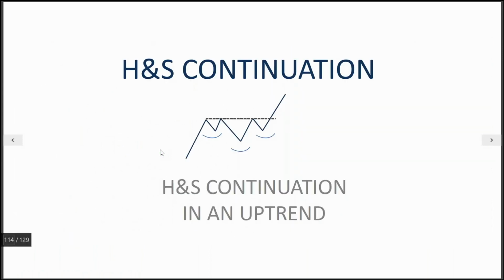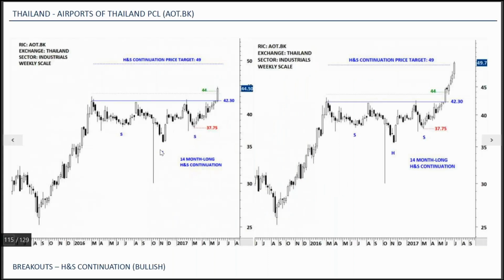Head and shoulder continuation. This is another favorite of mine because head and shoulder continuation has to form in longer term durations, and when these type of chart patterns form, usually breakouts result in strong directional movement. This was a Thailand company, Airports of Thailand, 14-month long head and shoulder continuation, 1, 2, 3. The fourth test is clearing the strong resistance, and the stock is immediately reaching the chart pattern price target.